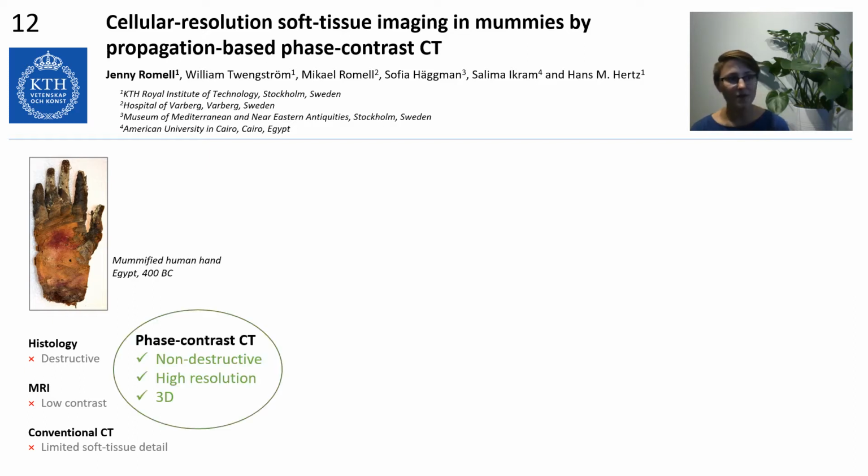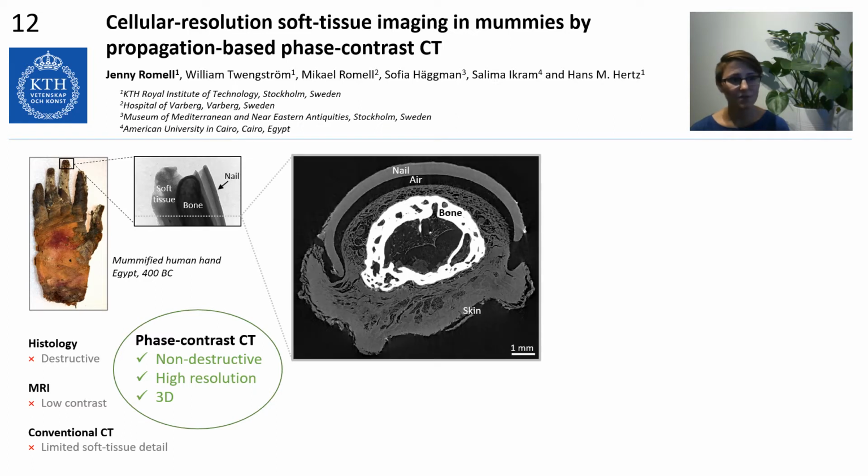We propose that we instead use X-ray phase contrast CT for non-destructive acquisition of high-resolution 3D data of ancient remains. So what new information can this give us? We have demonstrated this kind of imaging on a mummified human hand using our tabletop system, and I will show you some of the results. Here you see a virtual section through one of the fingers. Surrounding the bone, there is the hydrated soft tissue, which we can capture in remarkable detail.